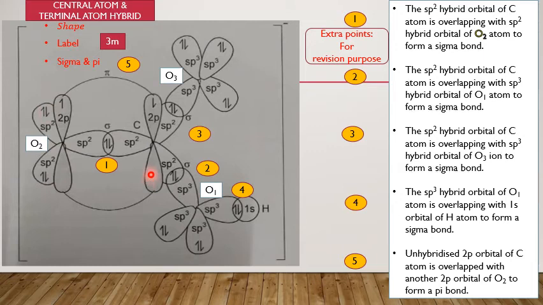Okay, and then you check point number 3. For this, the O3 is no longer an atom. The O3 here is actually an ion. So you must mention the sp3 hybrid orbital of the O3 ion. If you check the formal charge, the negative 1 belongs to this O3. So you must mention it's the O3 ion.